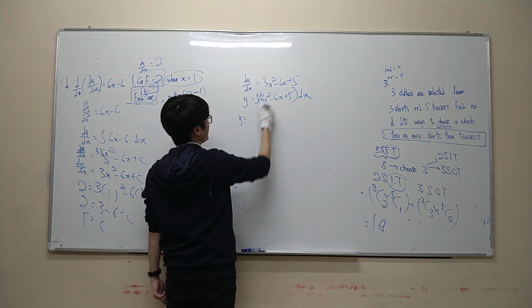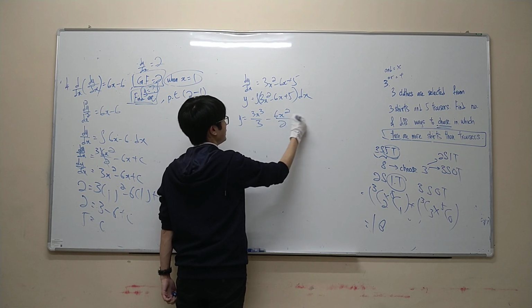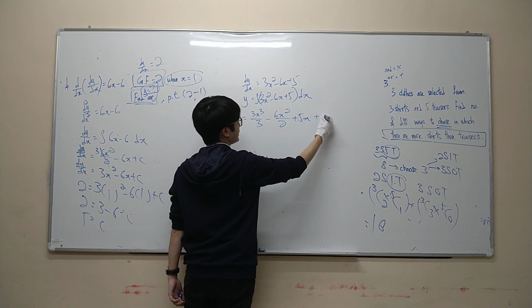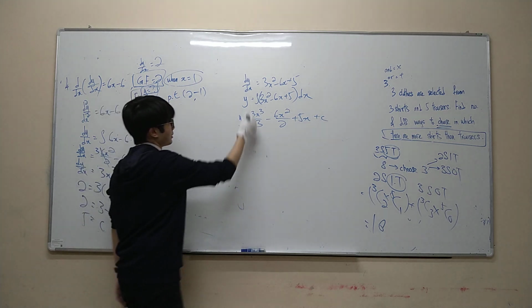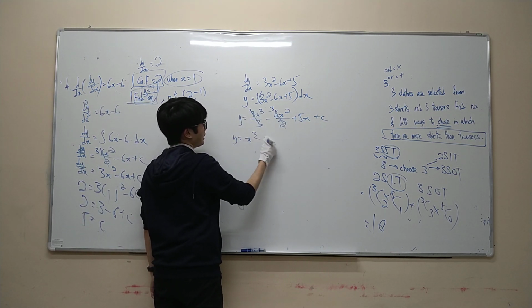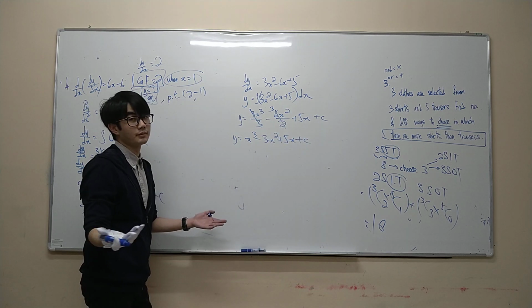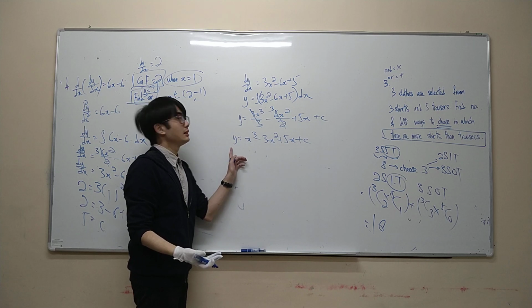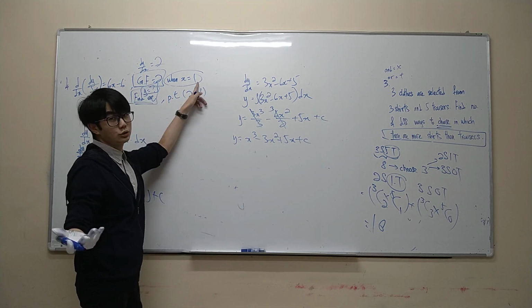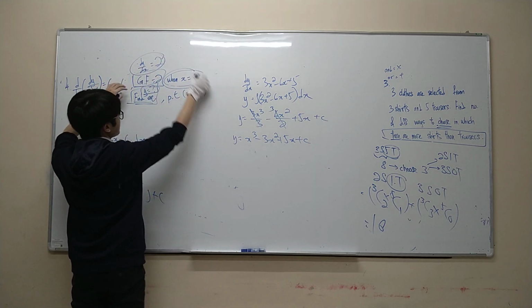Integrating 3x squared gives 3x to the power 3 over 3. Integrating 6x gives 6x squared over 2. Integrating 5 gives 5x. And don't forget the dx has to change to plus c. Cancel, leaving 3 here. So, y equals x to the power 3 minus 3x squared plus 5x plus c. How do we find the c? Put in x and y. But you can't put in x equals 1, because that one is when dy/dx equals 2, then x equals 1.